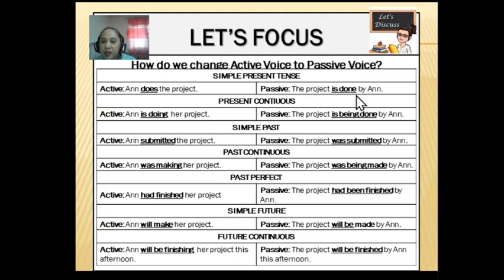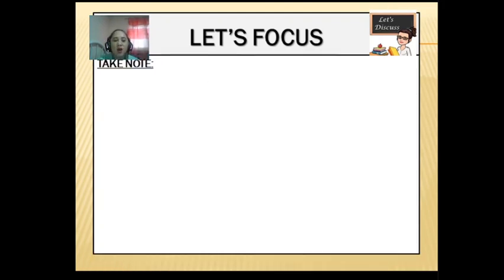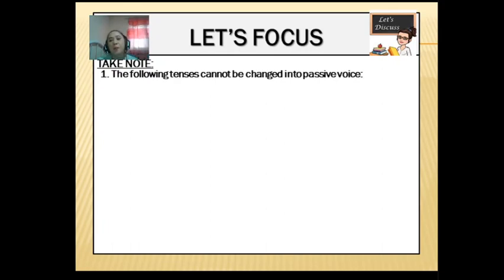Now, what would you notice? All of these use the past participle of the verb from its active form. And of course, when you're talking about continuous, you should add being. In the perfect tense, we use been. And in simple future, we use be. Now, let's take note of some of the following reminders in using active and passive voice. The following tenses cannot be changed into passive voice.